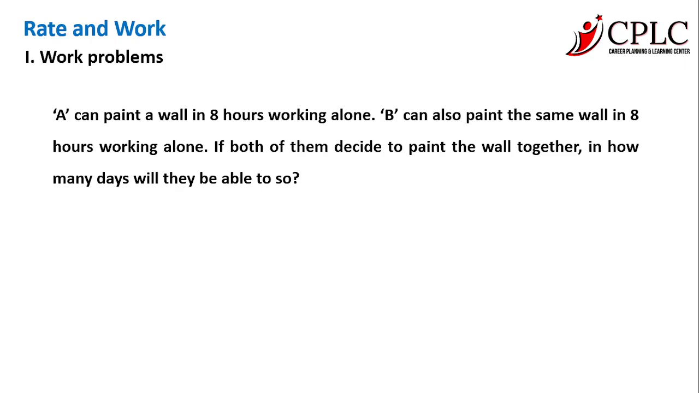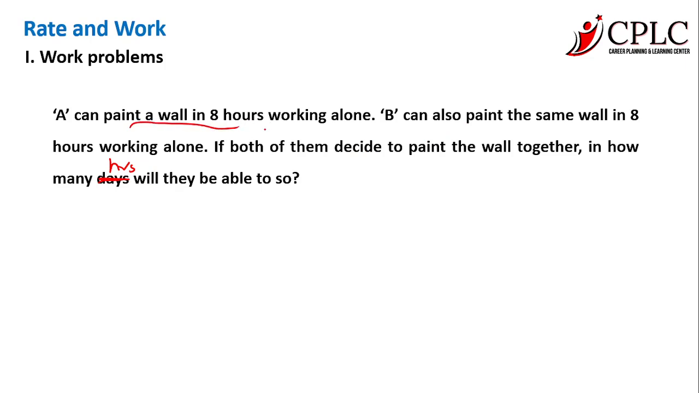It says A can paint a wall in 8 hours working alone, whereas B can also paint the same wall in 8 hours working alone. If both of them decide to paint the wall together, in how many hours will they be able to do so? So this is hours. There is a small printing error, which is okay. So what are you understanding here?